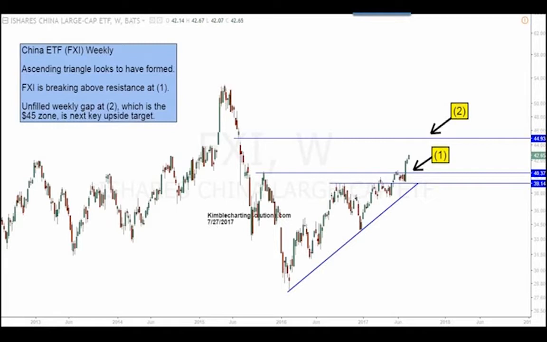So FXI has continued to push higher. We are long this position for a while, and we will be looking at raising stops and harvesting some monies as it approaches that unfilled gap.